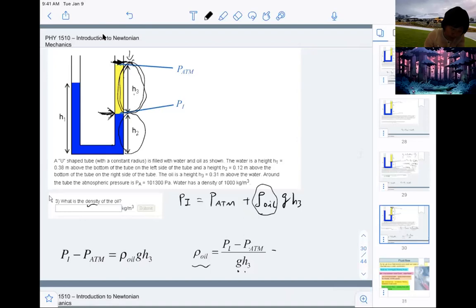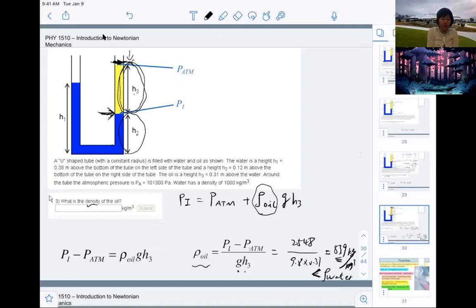So you can plug in those numbers, which is about 839 kilograms per meter cubed. So which is smaller than the density of the water, right? Water is 1,000 kilograms per meter cubed, and oil is 839, which is smaller, as we expected.